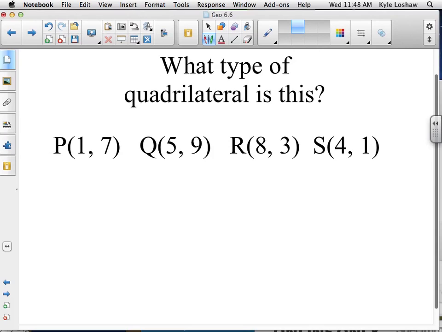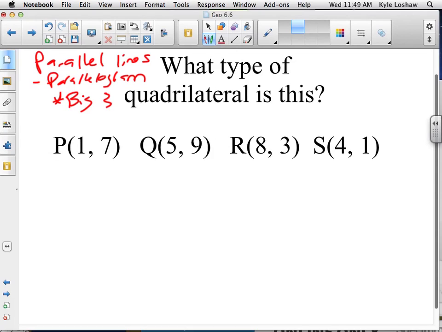Well, let's talk about properties here for a second. In order to identify different shapes, what kind of things are we looking for? Well, we want to check parallel lines. If we have two sets of parallel lines, what kind of shape do we have? Well, we're going to have a parallelogram, or as I call them, one of the big 3. And the big 3 would be rhombus, rectangle, square. If they're not parallel, then that would leave either the kite or the isosceles trapezoid.